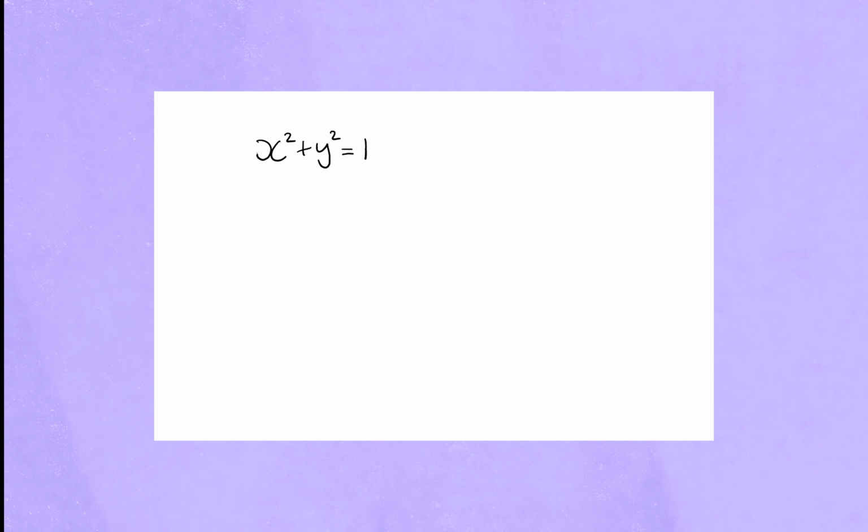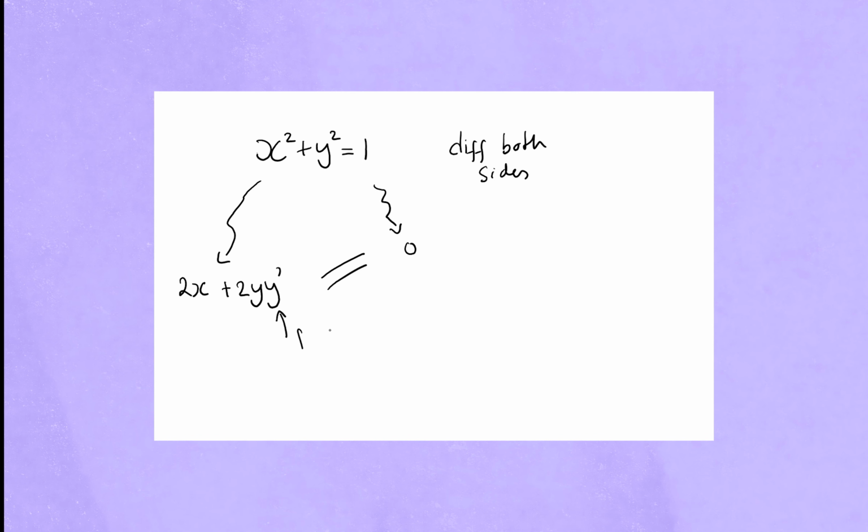In our circle example, we differentiate both sides of the equation with respect to x. On the right-hand side, we get 0 because we are differentiating a constant, but on the left-hand side, we get 2x plus 2y y prime. Note that the extra y prime comes from our application of the chain rule to the unknown function y. We can solve this equation for y prime. We find that y prime equals negative x over y, which actually agrees with the derivative computed the long way.